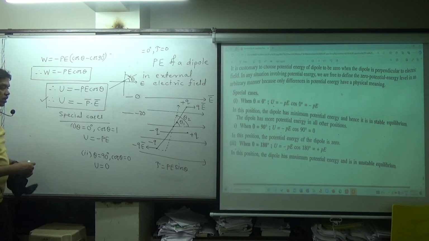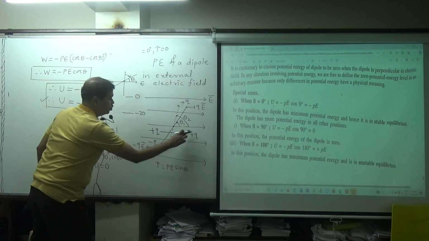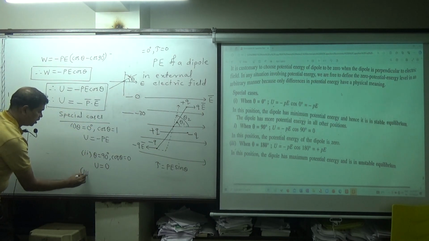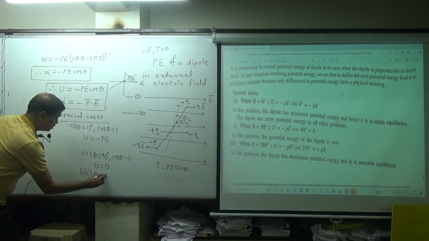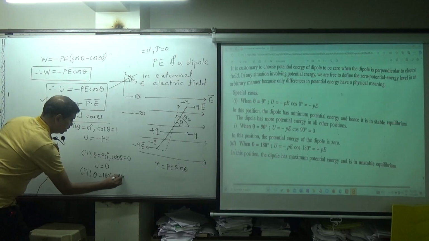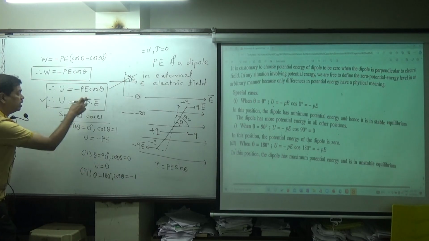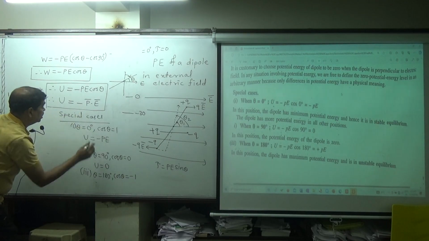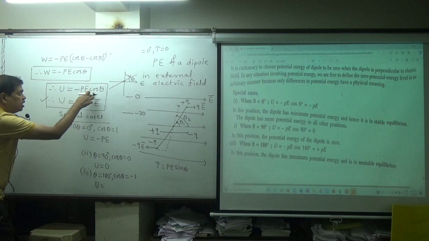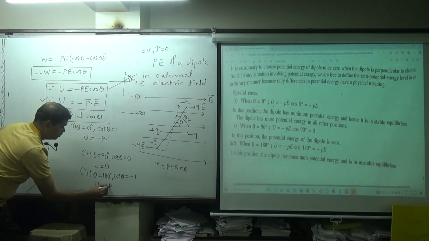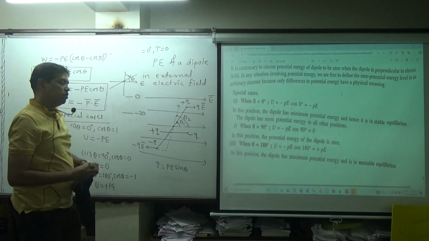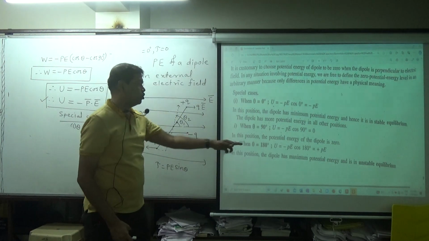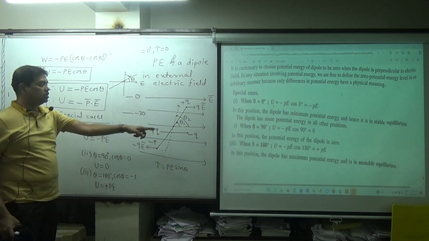Write it down properly from there. And the third case: plus q here, reversed, and minus q is over here. Okay, in that case how much will theta be? 180 degrees. Theta is 180 degrees and cos theta will be minus 1. And with cos theta minus 1, potential energy will be, if this is -1, potential energy will be plus p, and which is maximum. In this position, the dipole has maximum potential energy, therefore it is unstable equilibrium, definitely unstable.